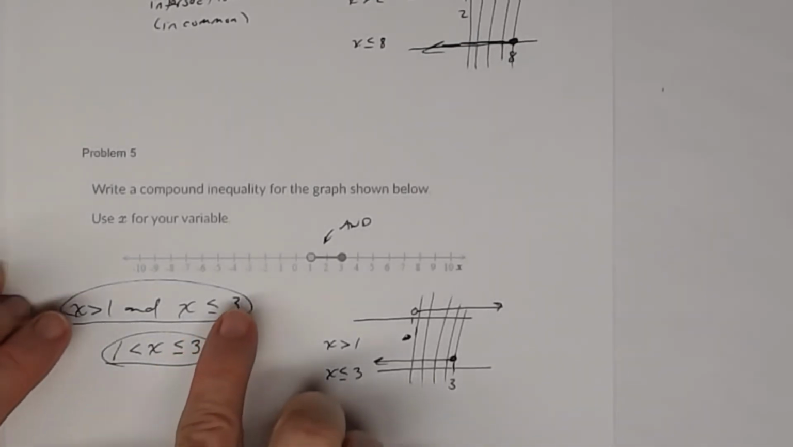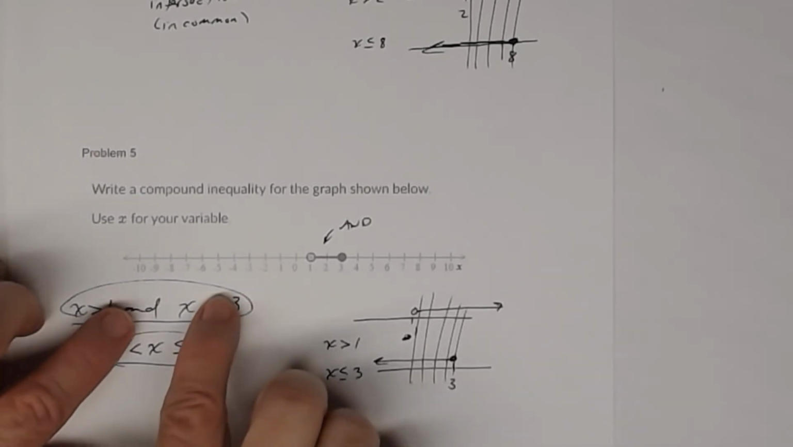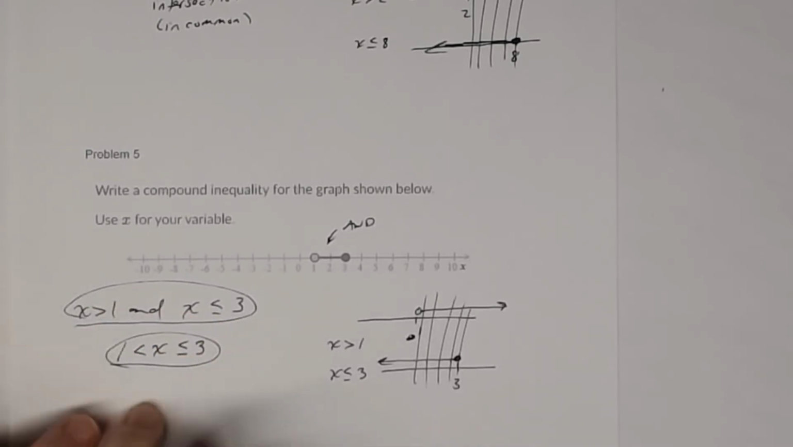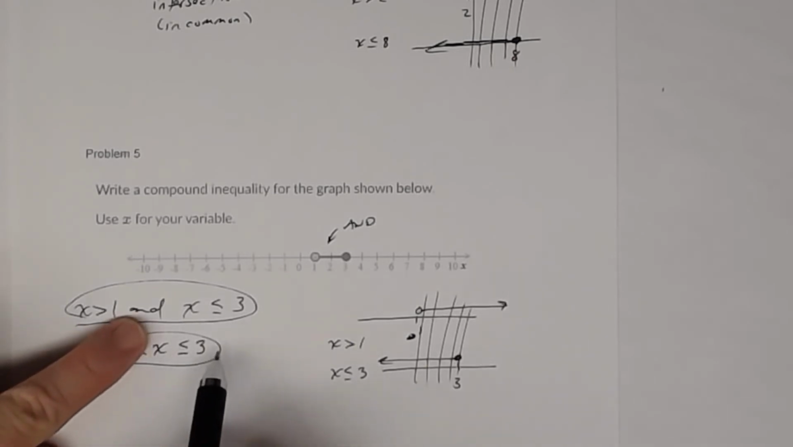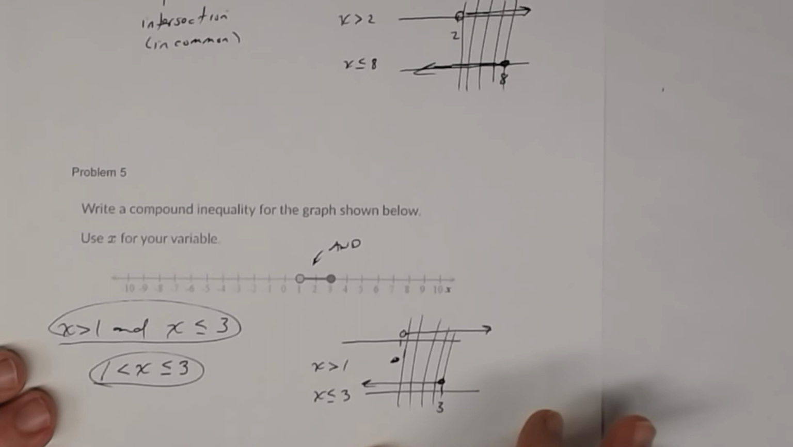It's important, though, that you know the reason for both. So this and this mean the same thing. Notice x is greater than 1, and at the same time, it has to be less than or equal to 3. All right, so that's number 5.